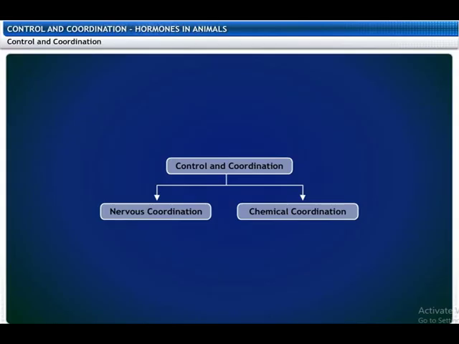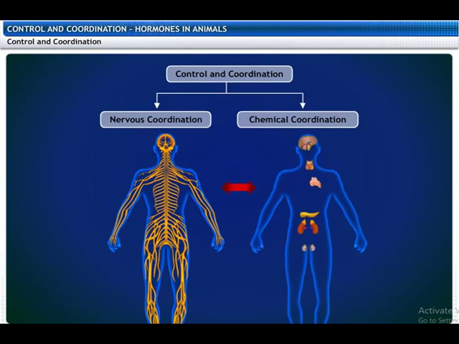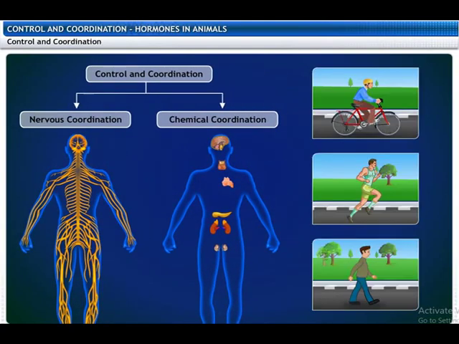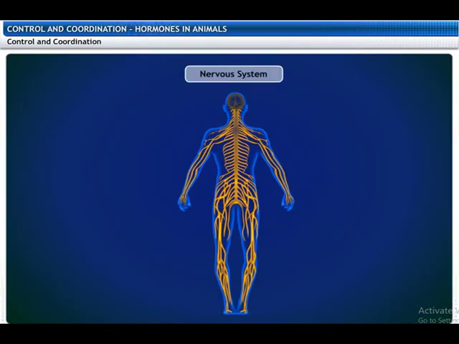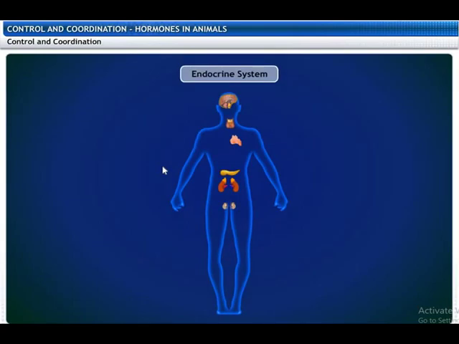The animal body has two levels of control and coordination: nervous coordination and chemical coordination. The nervous system and the endocrine system act in a coordinated manner for the proper regulation of body activities. The nervous system consists of the brain, the spinal cord and the nerves. The endocrine system consists of glands and hormones. There are important differences between the two systems.